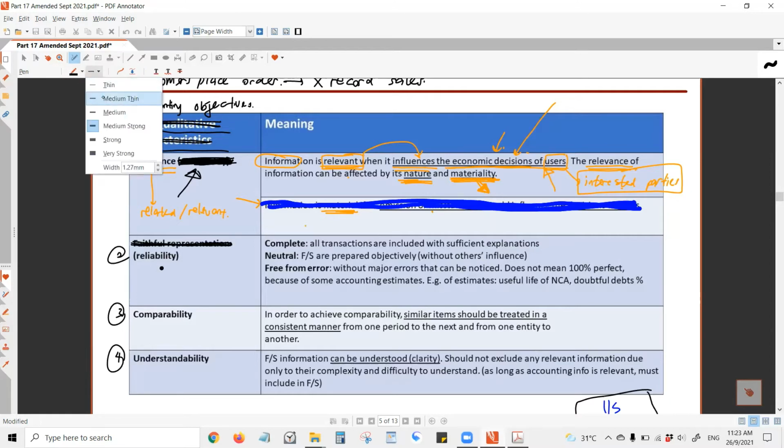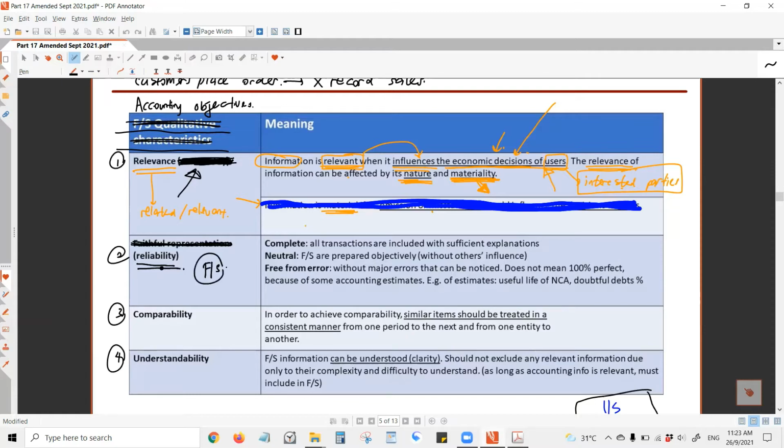Next one is easier for me to explain. Reliability. You must ensure that your financial statements that you present are reliable, and that means can be trusted, trustworthy. To achieve reliability, you must ensure that your financial statements, the income statement and SOFP, are complete, neutral, and free from error. So there are three components to reliability. And then we look at them one by one.